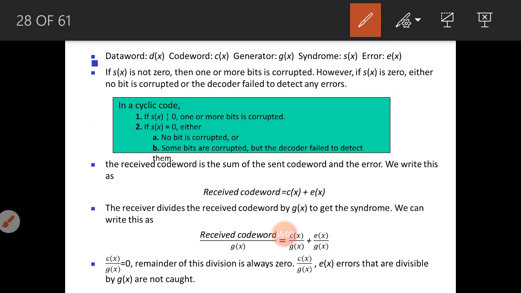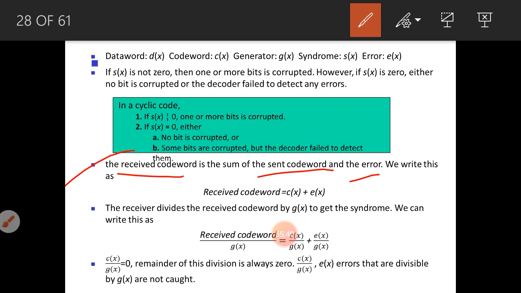Next, the received code word is the sum of the sent code word and the error. Whatever code word has been received by the receiver is the sum of the code word sent by the sender and the error inserted at the time of transmission. The summation of the sent code word and the error is what we call the received code word.